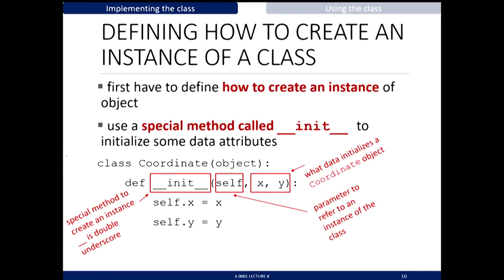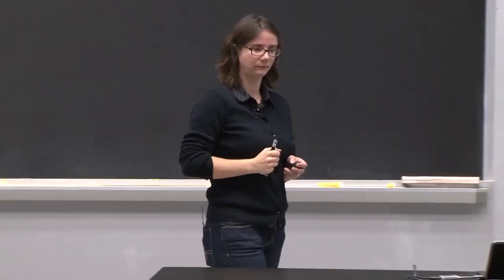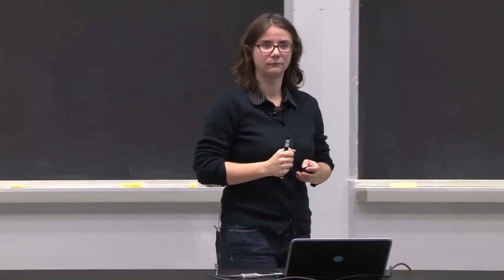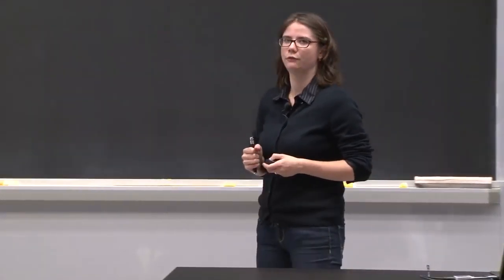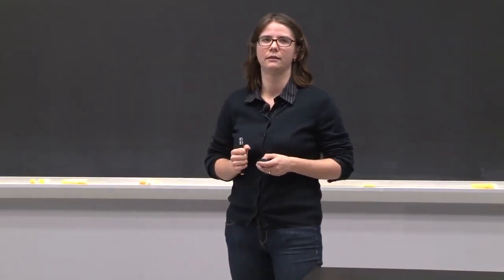And inside this __init__ method, we're going to have two assignments. The first one says the x data attribute of a coordinate object, I'm going to assign it to whatever was passed in. And the y data attribute for a particular object is going to be assigned whatever y was passed in. Questions so far about how to write this __init__?